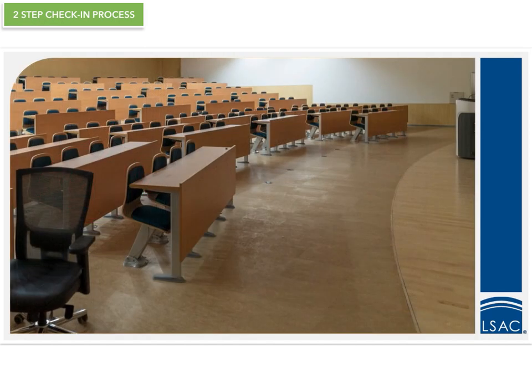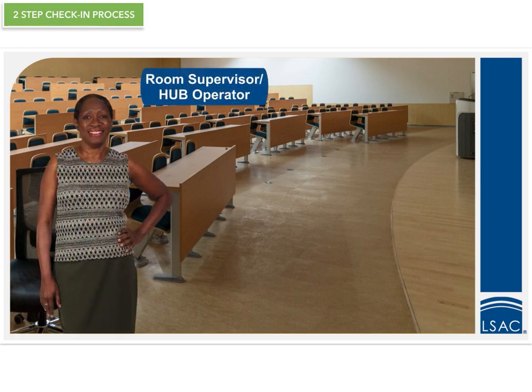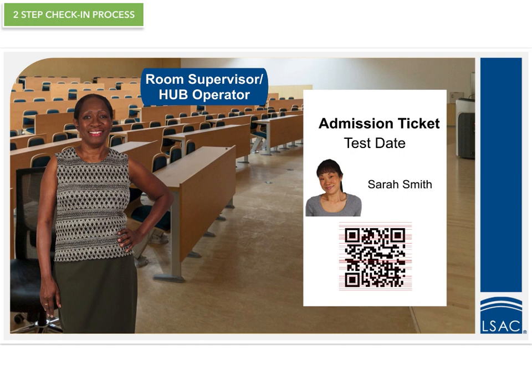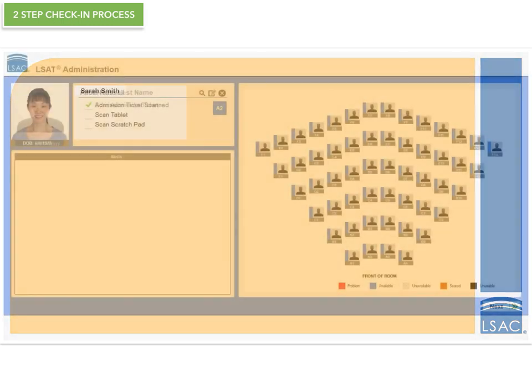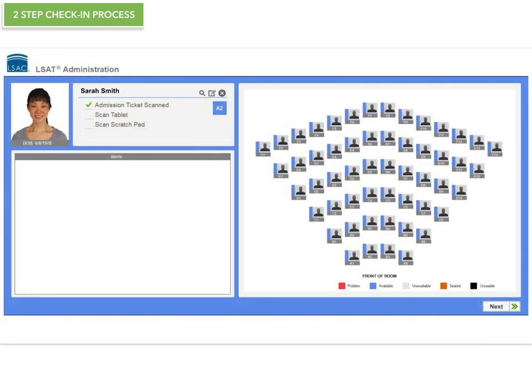In step 2 of the check-in process, the room supervisor, who's also referred to as a hub operator, will first scan the test taker's admission ticket and then hand it back to the test taker. Scanning the admission ticket pulls up the test taker's data, including photo, onto the laptop. Next, scan a tablet and a scratch pad. These two items are now electronically tied to the test taker and a seat is automatically assigned.